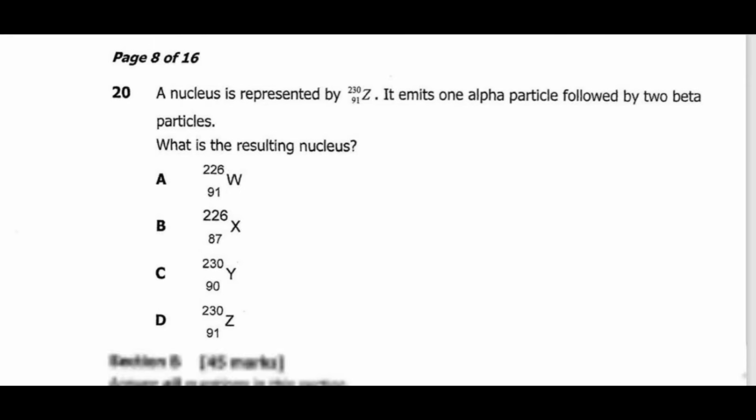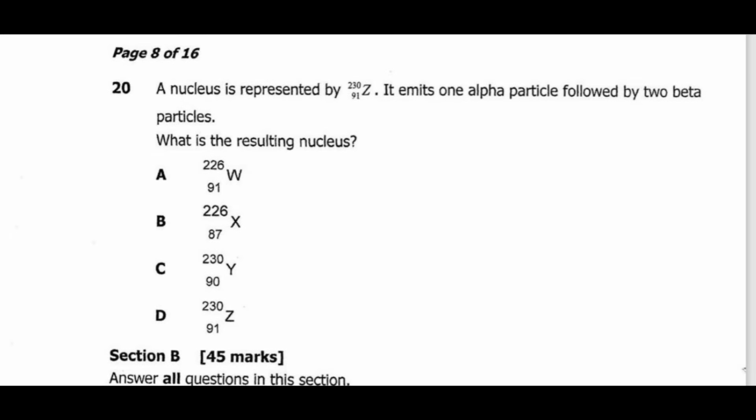Now we have question 20. A nucleus is represented by this Z. It emits 1 alpha particle followed by 2 beta particles. What is the resulting nucleus? So we have Z 230, 91, alpha particle. So we know that for the mass number we subtract 4, so this will give us 226. Then the atomic number we subtract 2.